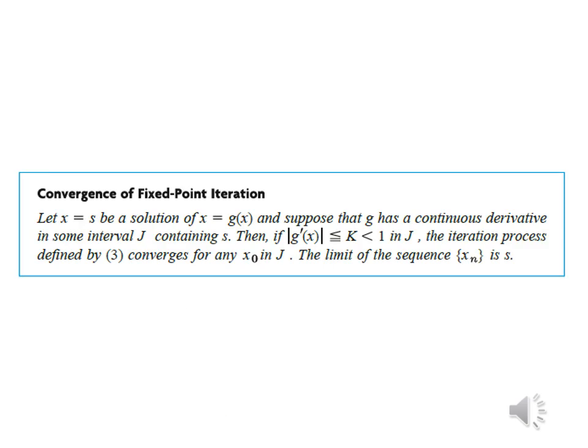Also, to check the convergent point, when you convert to the form x equal to g of x, you can take g dash x and check whether mod g dash x is less than or equal to a constant, or less than 1. Then we can say that it converges to a particular point.